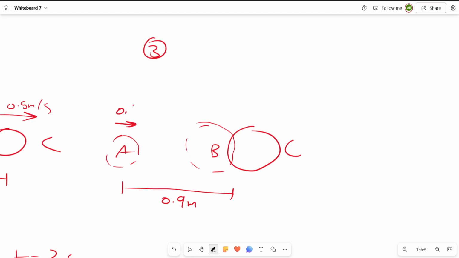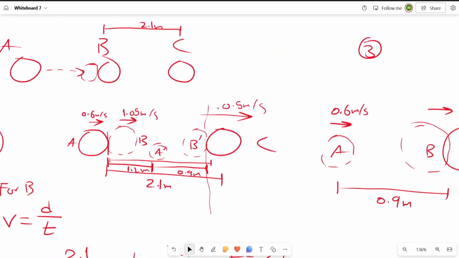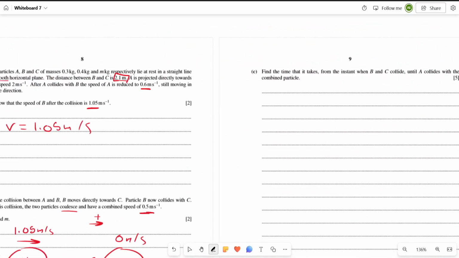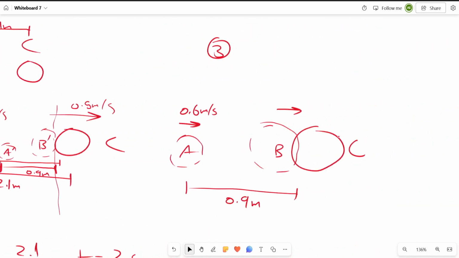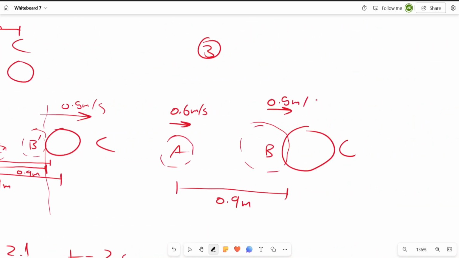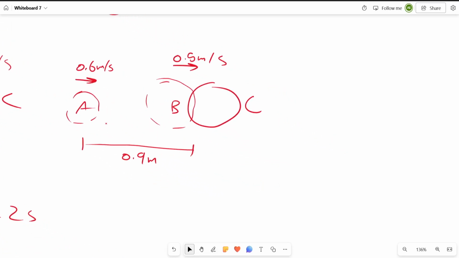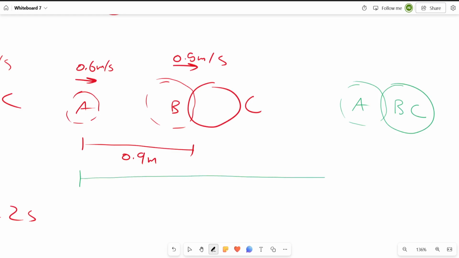A is moving with a constant speed of 0.6 meter per second. B and C are moving with a constant speed of the combined speed. Remember, they were moving with 0.5 meters per second. Now A is moving faster than both of them, so obviously A is going to catch up with them. So let's do it with a different color. Let's say all the way over here, this is particle BC, and this is particle A where it caught up with them. Let's call this distance from here all the way up to there some distance x. We don't know it, right? We don't know this distance.